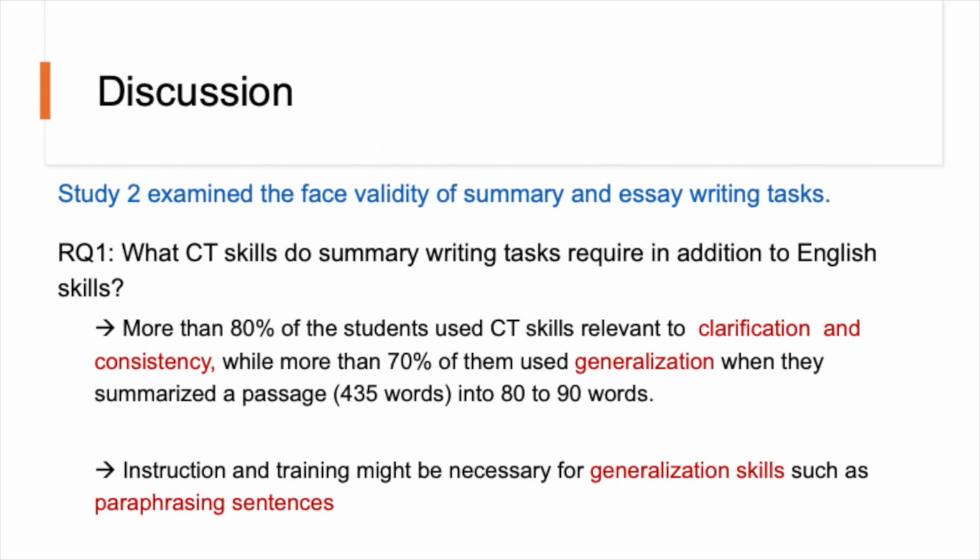Discussion. Study 2 examined the face validity of summary and essay writing tasks using a questionnaire. Regarding research question 1, as we had assumed in Study 1, more than 80% of the students used CT skills relevant to clarification and consistency, while about 70% used generalization when they summarized the passage. So, more instruction might be necessary for the somewhat more difficult generalization skills such as paraphrasing sentences.